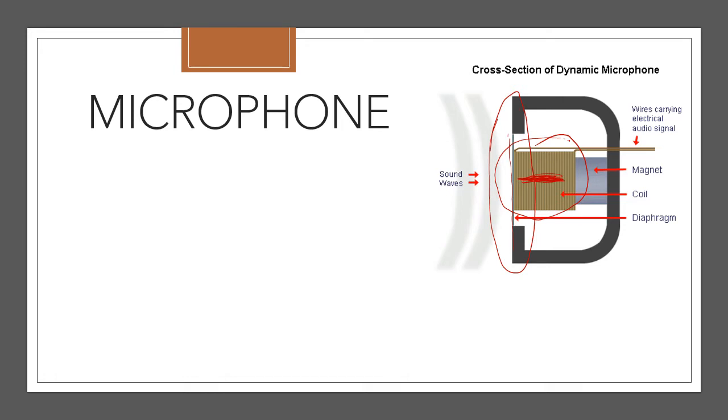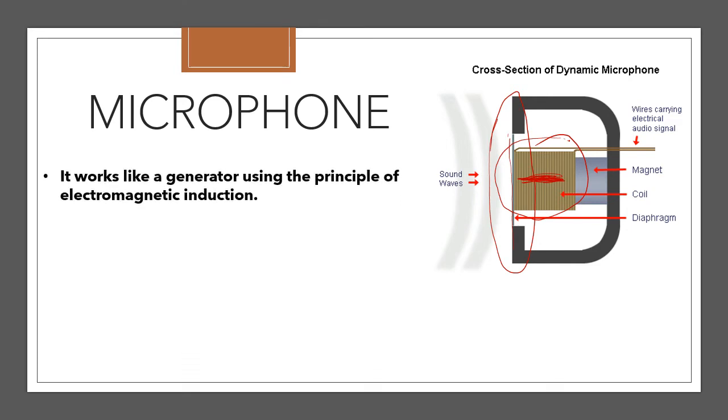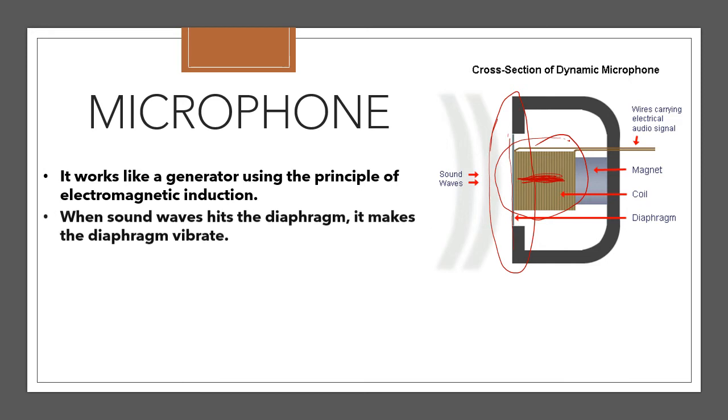When a coil moves in a magnetic field, what happens? The magnetic field linked with the coil changes. When the magnetic field linked with a coil changes, a current flows through the coil. Which effect is that? Electromagnetic induction. So microphones work on the basis of electromagnetic induction. That is the main working principle of a microphone.